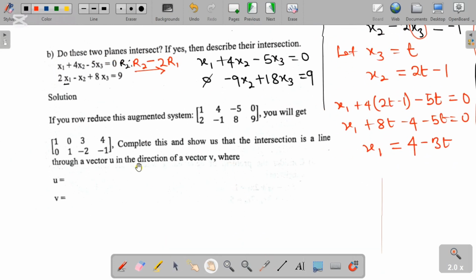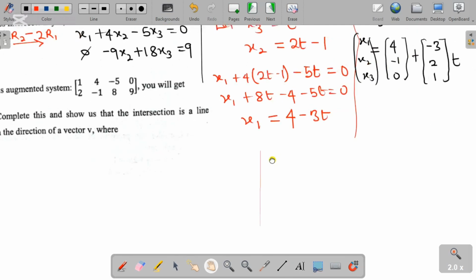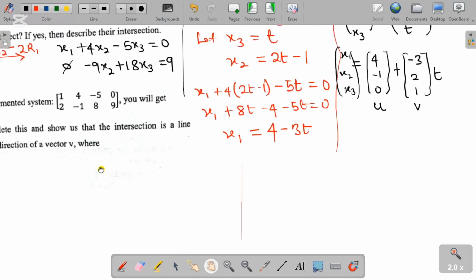Okay, and so they said complete this and show us that the intersection is a line through a vector u in the direction of a vector v. So our vector u now is that one vector, the first one here. This is our vector u, while this is our vector v. So that's what they are expecting us to fill here.